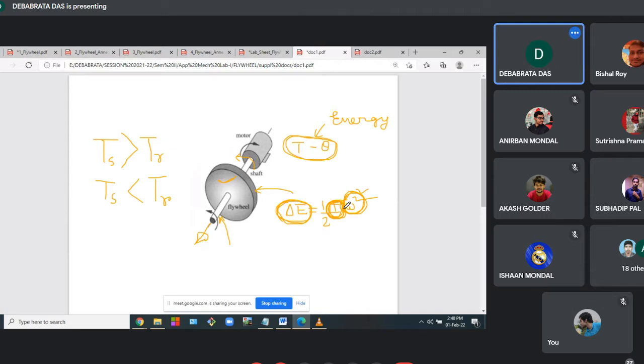Understood? That means this flywheel has a very high value of mass moment of inertia about the axis of rotation, due to which, whenever energy is supplied, that energy is absorbed by the flywheel and its speed increases, but the increase is very minimal. And when the torque supplied is lesser, the speed decreases by only a very small amount. So by this manner, it reduces the fluctuation of speed. Understood?